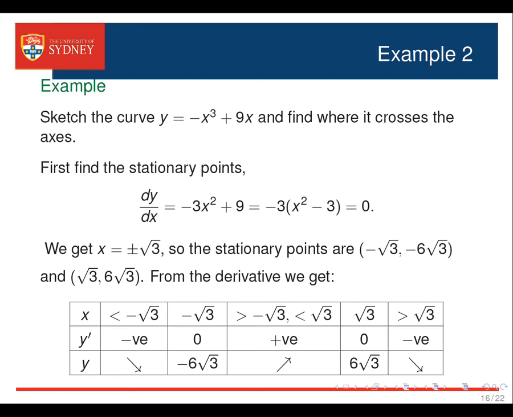Recall from the previous module, we know that the stationary point is a minimum turning point if the gradient changes from negative to positive, from left to right through the stationary point. And the stationary point is a maximum turning point if the gradient changes from positive to negative through the stationary point. Can you determine the nature of the stationary points we found?